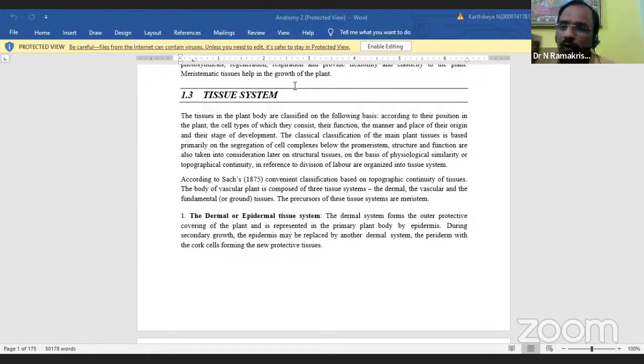You already know that in gymnosperms, the stomata lie just below the level of the epidermis, so we see sunken stomata. Already you know this very well. In dicots, there are four types of stomata.